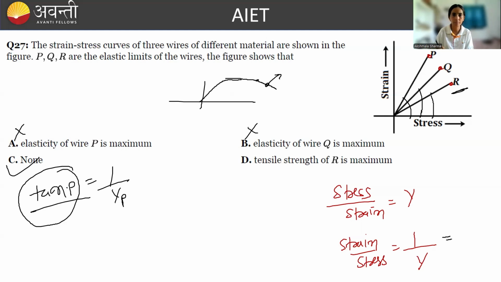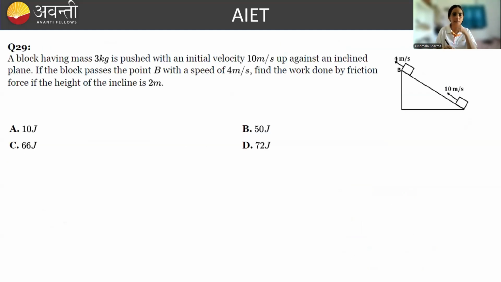Now let's see. So this is another question. A block having mass 3 kg is pushed with an initial velocity of 10 meter per second up against an inclined plane. If the block passes the point B with a speed of, that is, the final velocity till the time it reaches point B is 4 meter per second, find the work done by friction force if the height of the inclined plane is 2 meter.